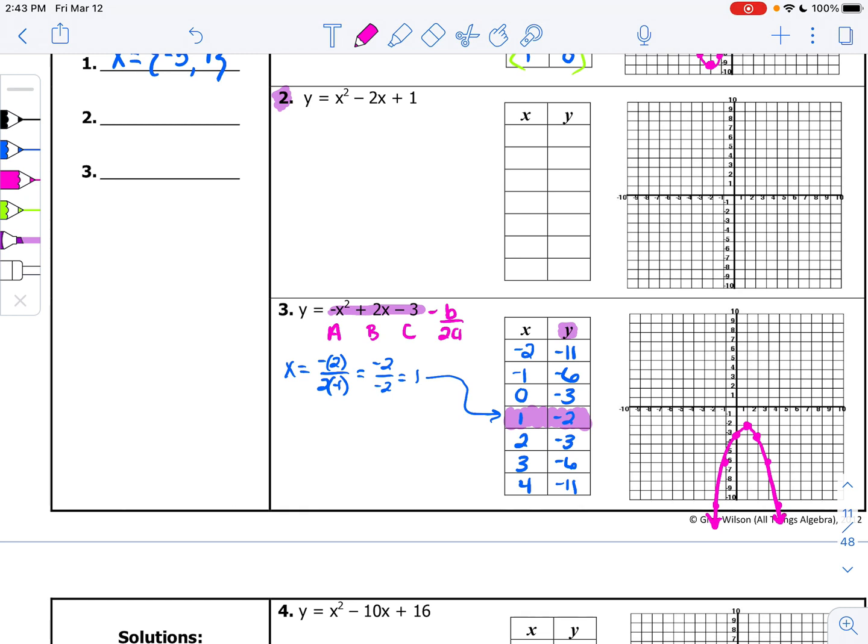And we can see, remember we're talking about our roots. We're talking about where it crosses our x-axis. So we can see our x-axis here, and our parabola does not cross it at all. So don't be tempted to say, oh, it crosses right here. That's where it crosses the y-axis. And we're talking about where it crosses the x-axis.